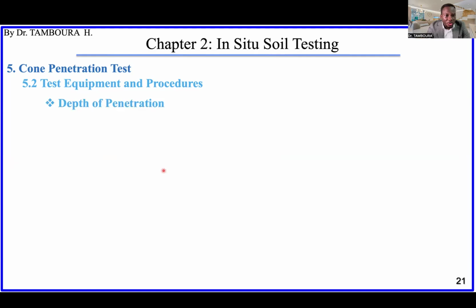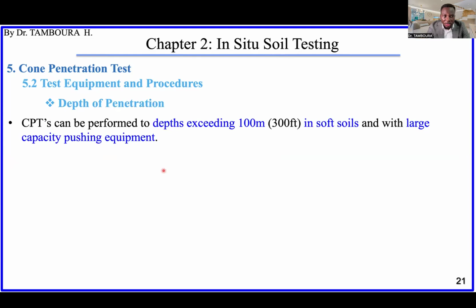Okay, let's now talk about the depths of the penetration. CPT can be performed to depths exceeding 100 meters if the soil is soft, and if we have large capacity pushing equipment. We have just talked about the types of pushing equipment, and they have different capacities.